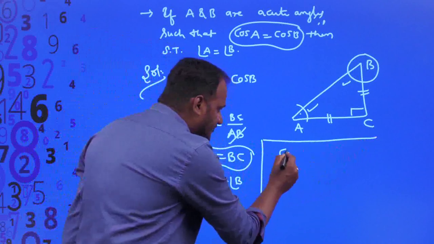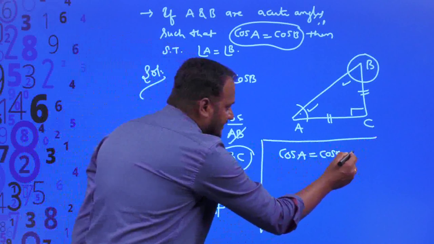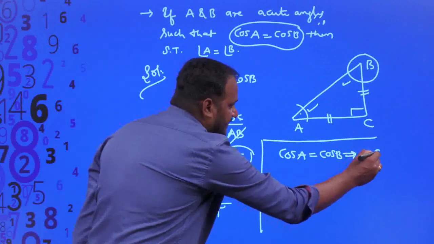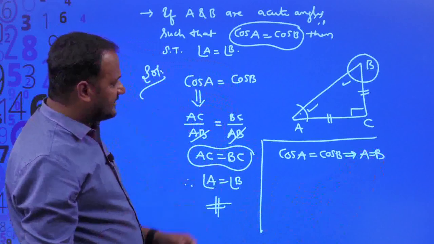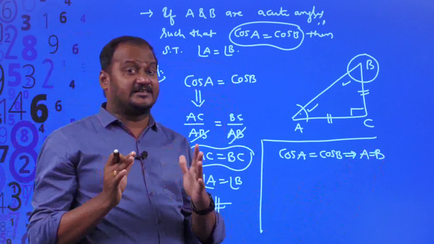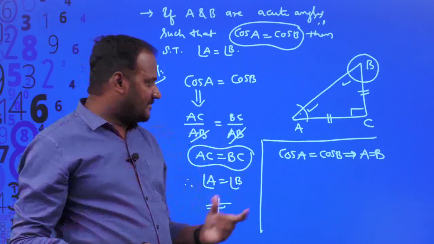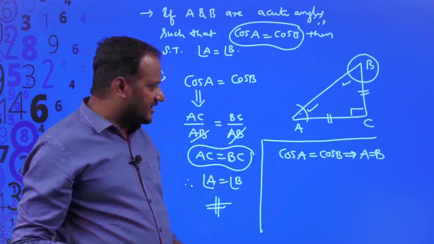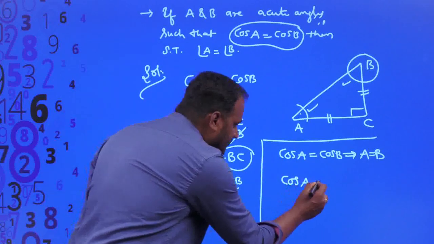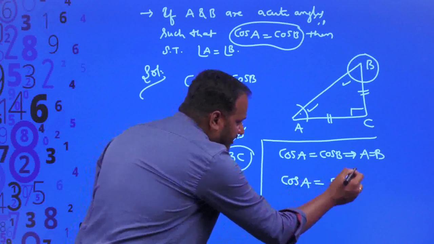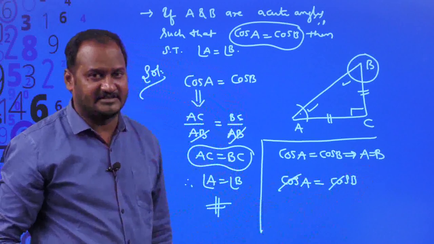Once I write this here, when cos A is equal to cos B, then we can say that A is equal to B, correct? Observe clearly: before this class, I think we discussed that we cannot see cos and A separately. If it is cos A, then only there is a meaning. But if you observe this, cos A is equal to cos B, then A is equal to B. It looks like we can happily cancel cos and cos, right? Then we are left with A and B, which is A is equal to B.